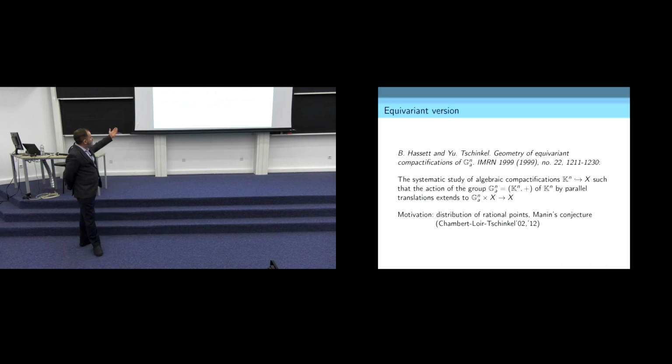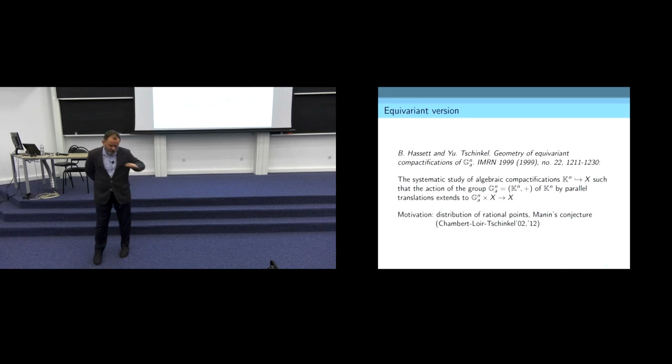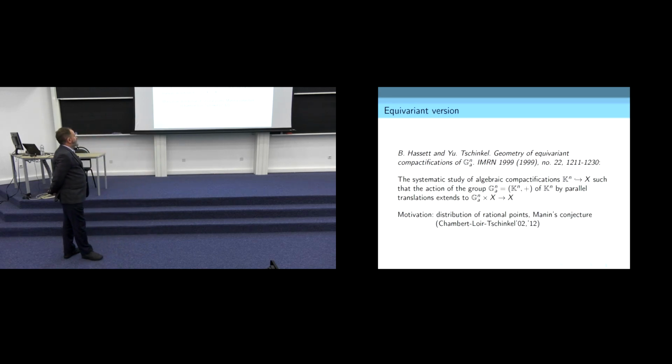This group is commutative, unipotent. I just add two points in the vector space. And this group of translations acts on the affine space simply transitively. And the condition is to consider compactifications which are equivariant with respect to this action. So this is an open embedding of a homogeneous space, when I consider affine space as a homogeneous space with respect to these translations.